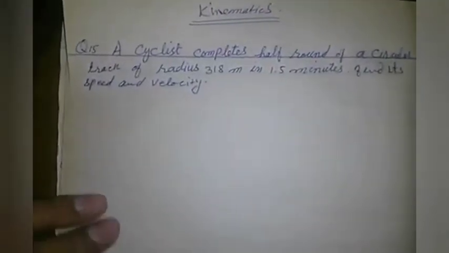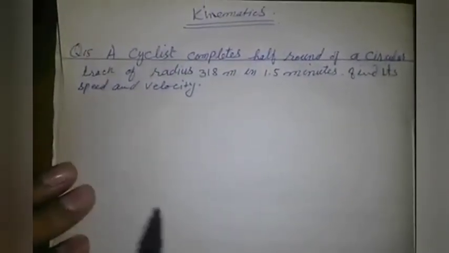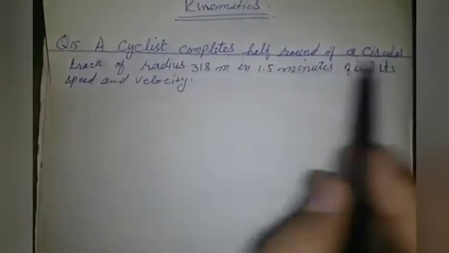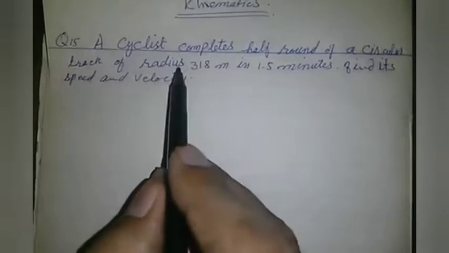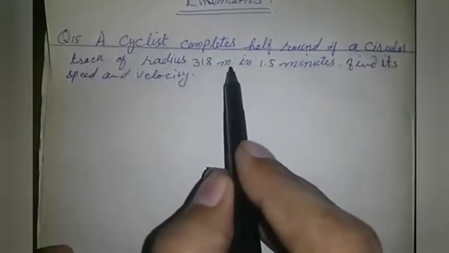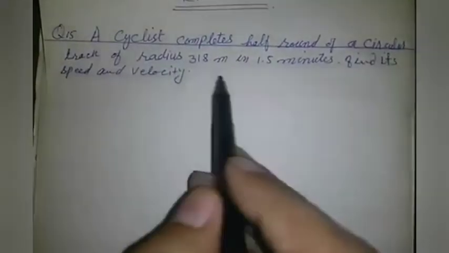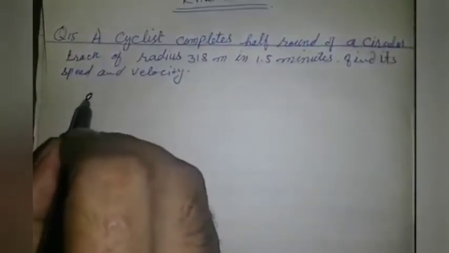Today we are solving a problem from physics kinematics. A cyclist completes half round of a circular track of radius 318 meter in 1.5 minutes. Find its speed and velocity. Let's solve this.